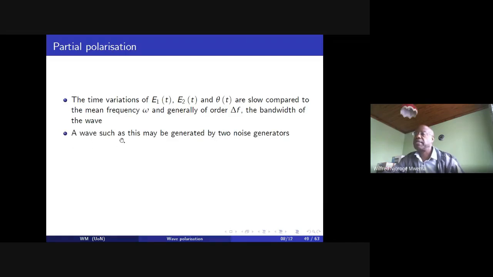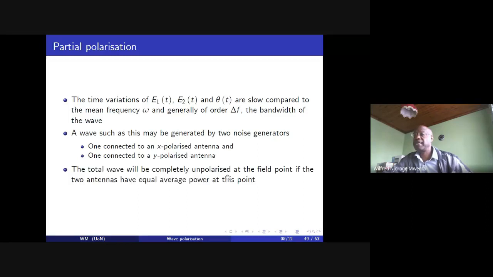A wave like this can be generated by two noise generators. That is, we can have two electrical generators or noise generators attached to antennas that are polarized in the X and Y direction. Then at the field point, if the two antennas have the same power at that point, the wave will be completely unpolarized. One is connected to the X polarized antenna, another to the Y polarized antenna, and the total wave will be unpolarized at the field point, so to speak.